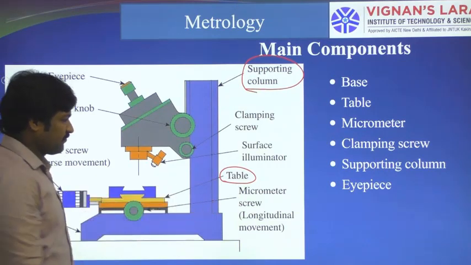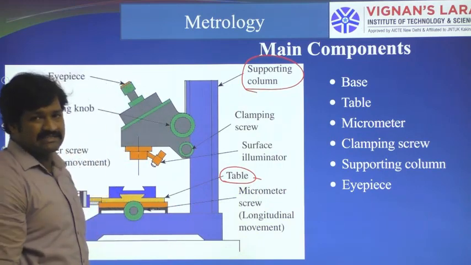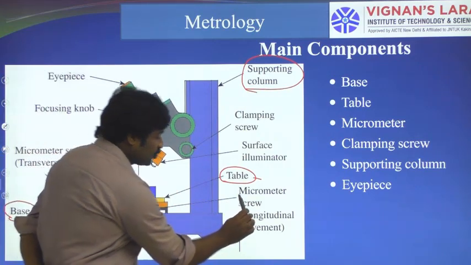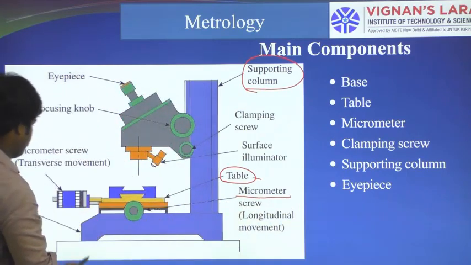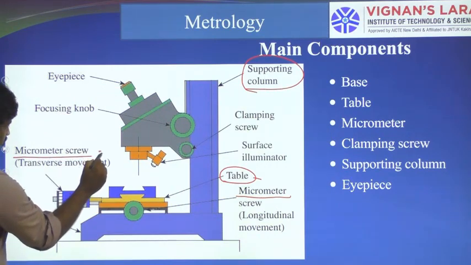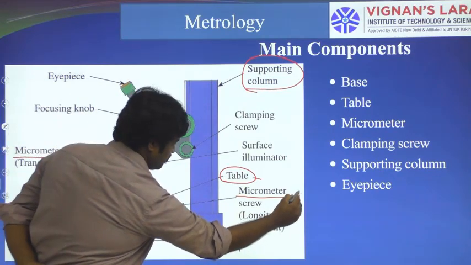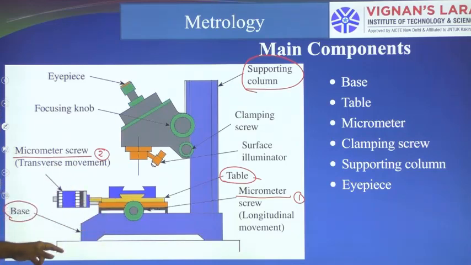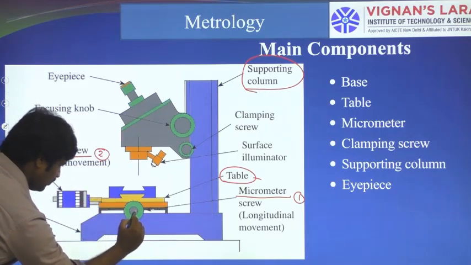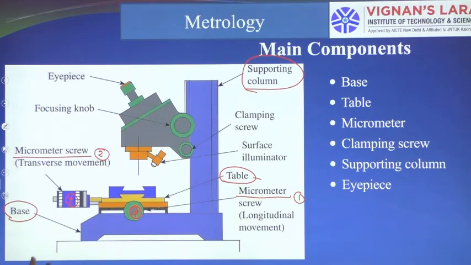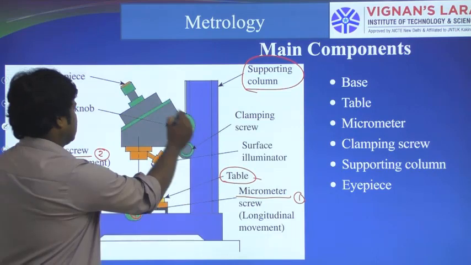Next, this table can be moved in two directions, that is X and Y directions. Those movements are controlled by means of 2 micrometers, micrometer 1 and micrometer 2. So by means of these 2 micrometers, the movement of the table can be controlled. Here this is micrometer 1 and this is micrometer 2. By means of these 2 micrometers, we can control the movement of our table in X and Y directions.